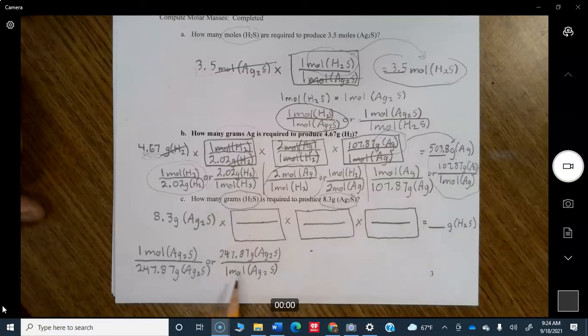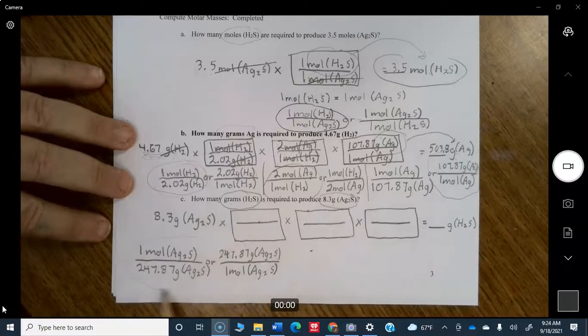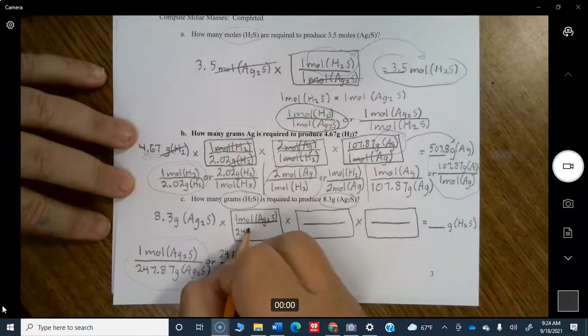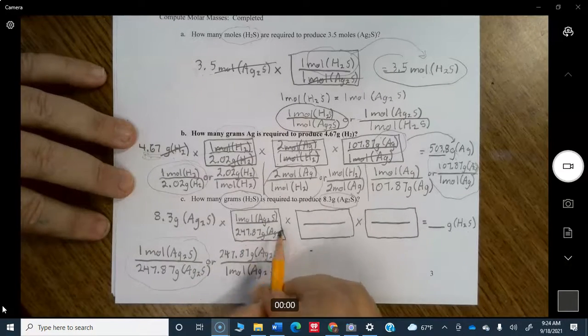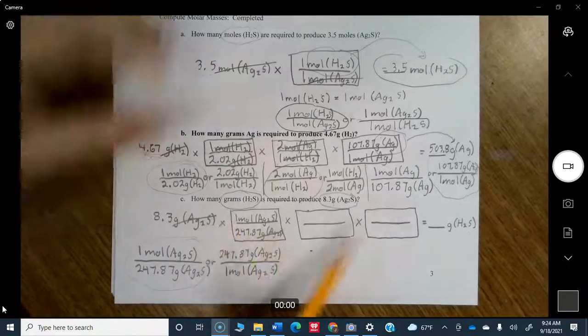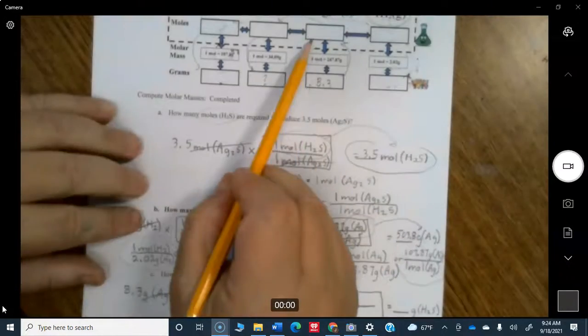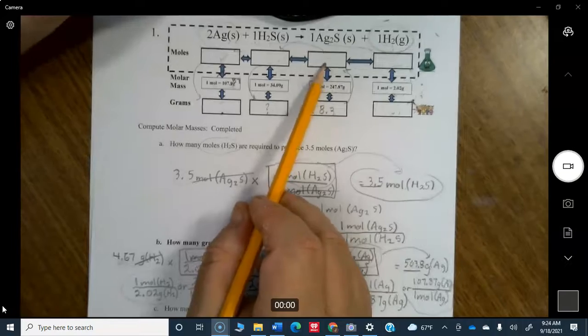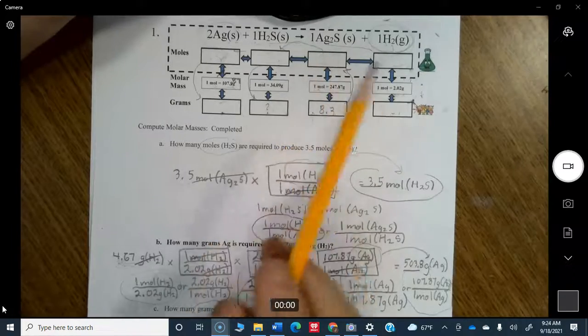So you pick the one that has grams of Ag2S, I should have said, up here. So you have to have grams of Ag2S down here. So that would be this one right here. So grams of Ag2S cancels with grams of Ag2S. So now you have moles of Ag2S. That means you're in this box right here, in the moles box under Ag2S. You're sitting right there right now.